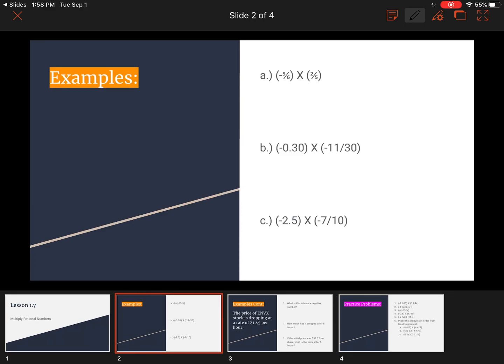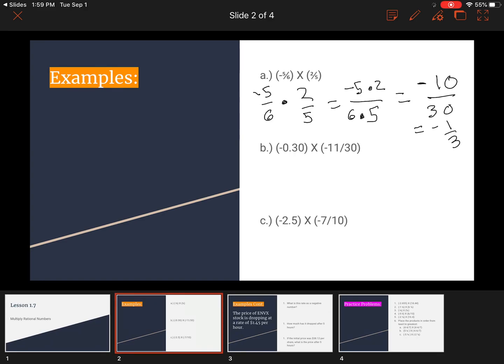For starters, we're going to do negative 5/6 times 2/5. So when you're multiplying fractions together, you're going to multiply the numerator times the numerator and the denominator times the denominator. Or we're going to write this as negative 5 times 2 over 6 times 5. So this is going to give us, now what's negative 5 times 2? Well, we have a negative and a positive, so that's going to give us a negative value. And then obviously 5 times 2 is 10, over 6 times 5, which is equal to 30. Or we can rewrite that as negative 1/3.